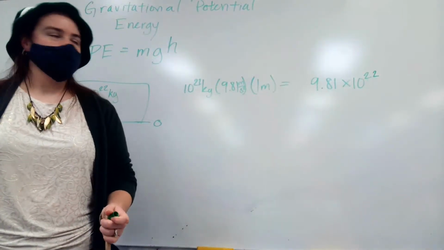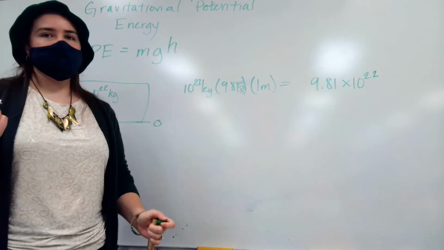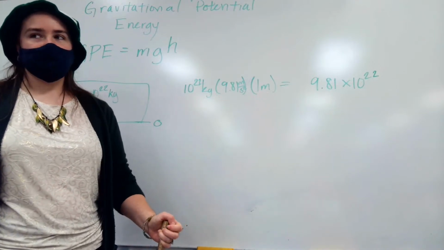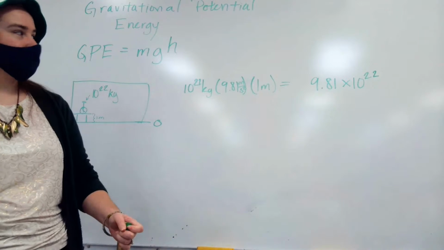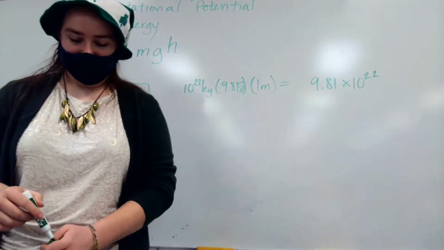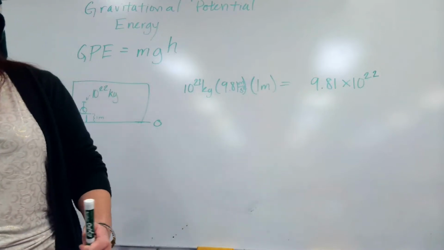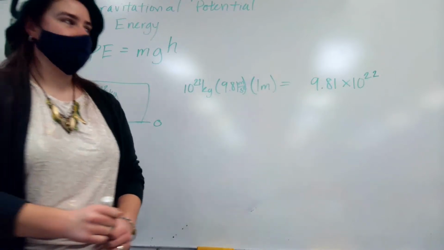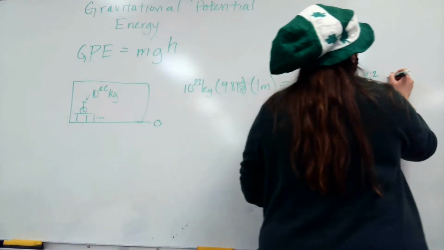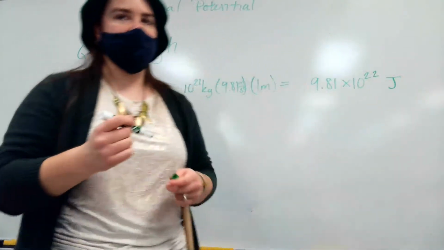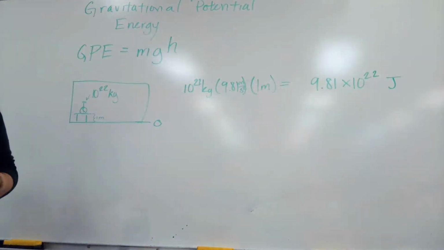All right. What units would it have? Gravitational potential energy. Joules. Okay. Joules is the unit for energy, and work, because work is a form of energy. Okay? Or a measure of energy. Everybody good? Yes. So that's how we calculate the gravitational potential energy.